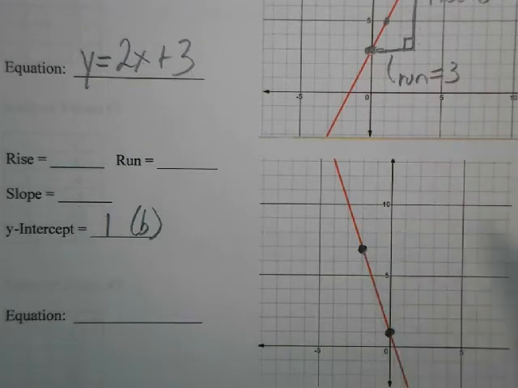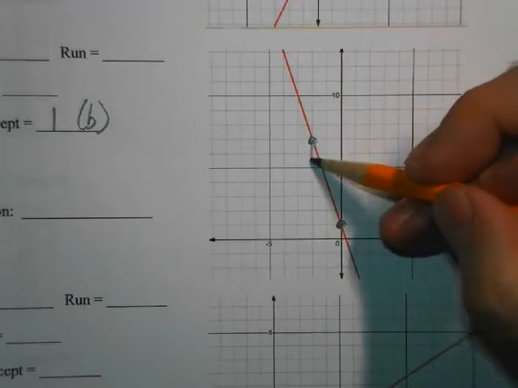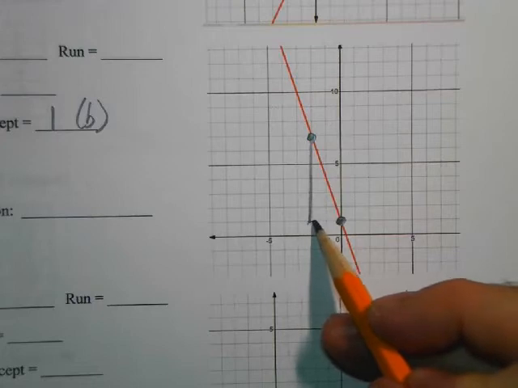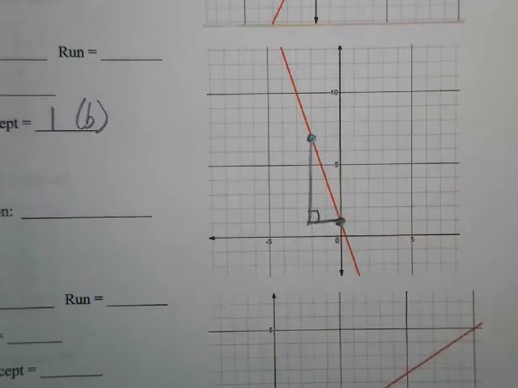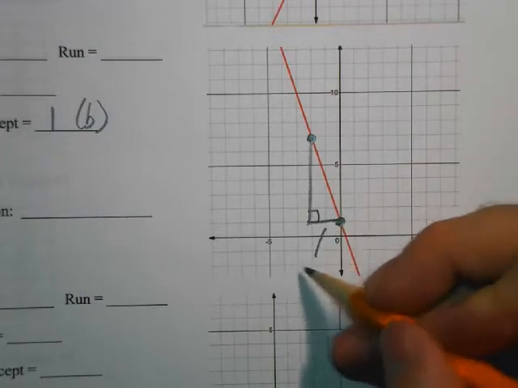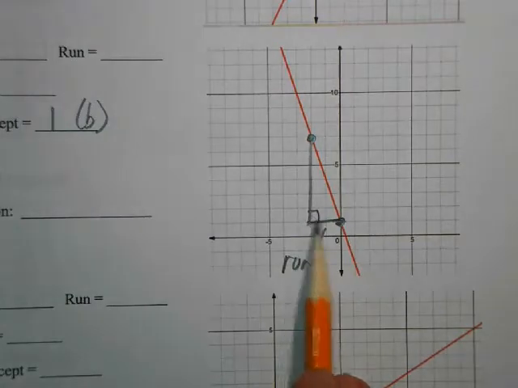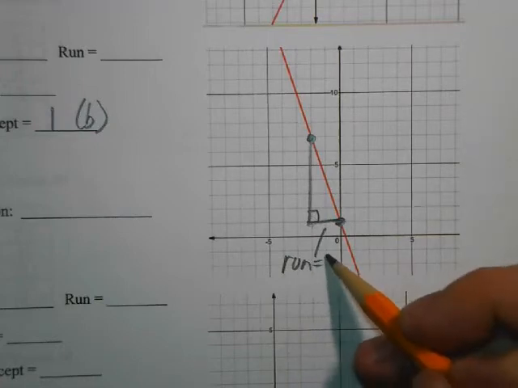So now I'm going to create my little right triangle. I'm going to drop this line down till I get to the other point, and then go across. And again, that's going to be a right triangle. So let's do our run. Our run is how far left to right did we go? Well, we went 1, 2. So the run is equal to 2.